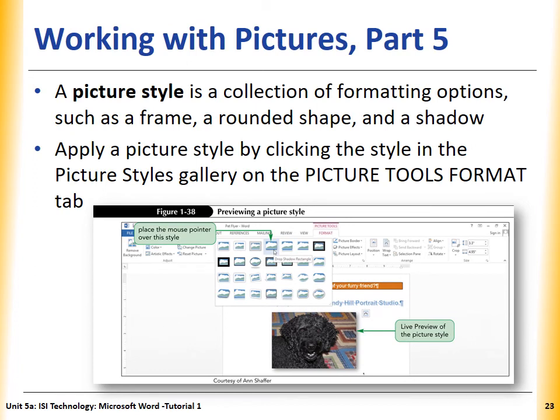How do I change the picture style? A picture style is a collection of formatting options such as a frame, a rounded shape, and a shadow. Apply a picture style by clicking the style in the Picture Styles gallery on the Picture Tools Format tab. I know this sounds like a big paragraph, but it's so easy. If you click on the picture and you go over here, there will be a lot of options to choose or to format the picture.